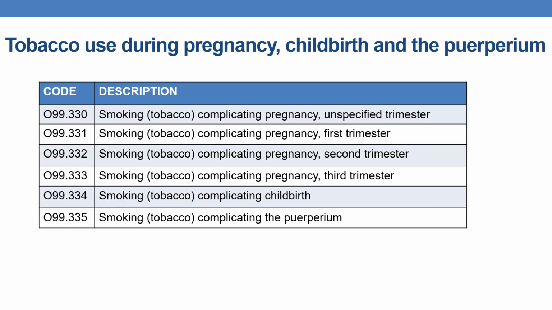Now coming to tobacco use during pregnancy, childbirth and puerperium. That is given by the O99.33 subcategory. So O99.330 indicates smoking complicating pregnancy, unspecified trimester. O99.331 indicates smoking complicating first trimester. O99.332 indicates smoking complicating second trimester. O99.333 indicates smoking complicating third trimester. O99.334 indicates smoking complicating childbirth, and O99.335 indicates smoking complicating the puerperium.